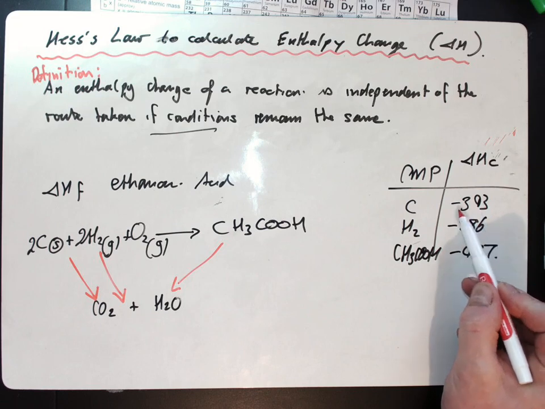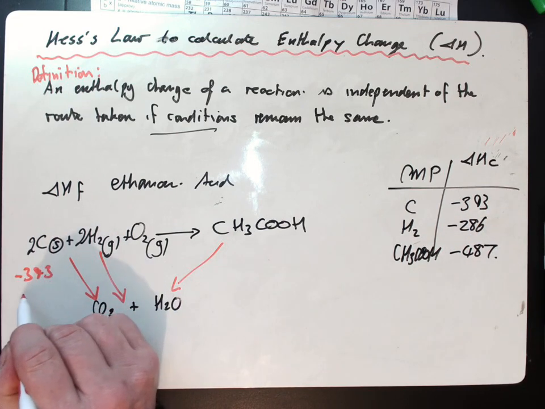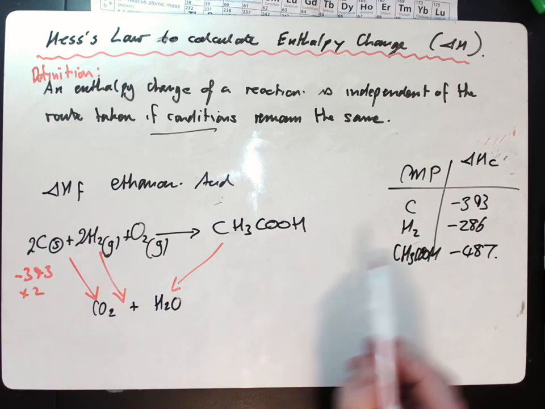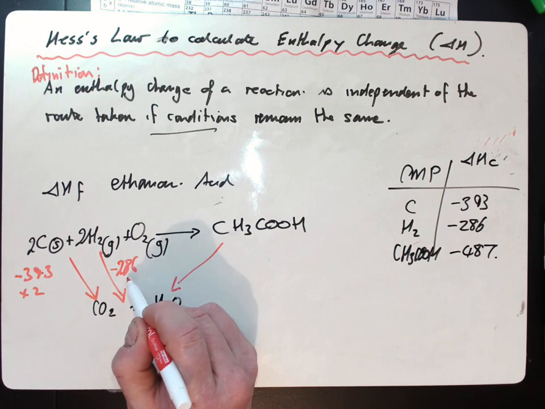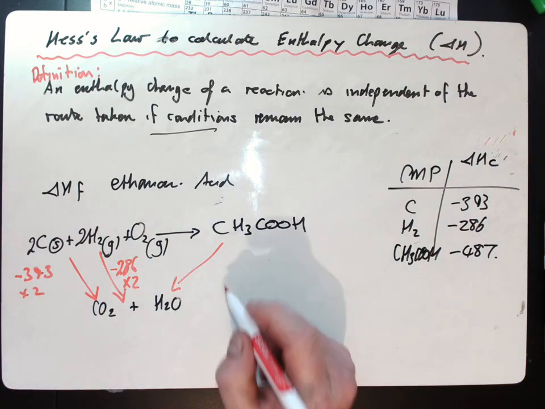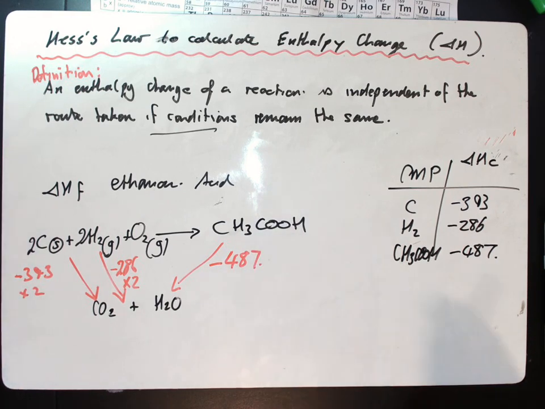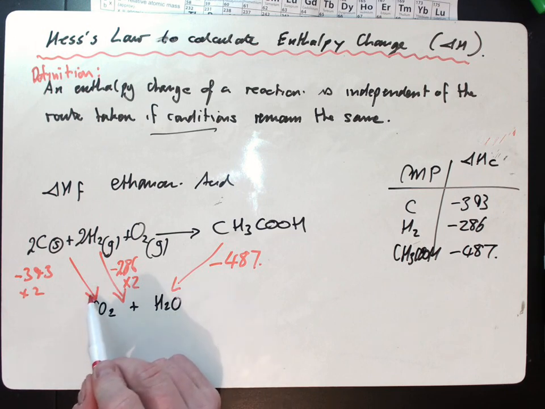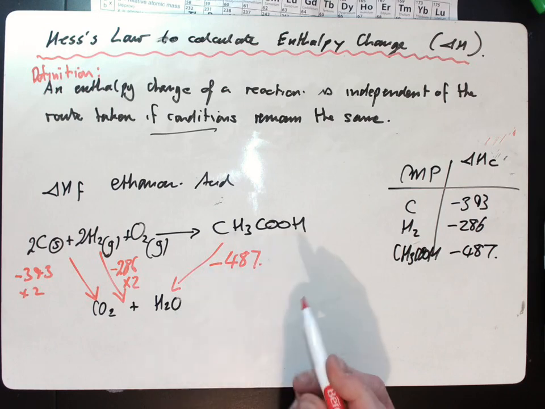So when I combust 1 mole of carbon, it is minus 393, but that's 2 of them being combusted. When I combust hydrogen, that's minus 286. Again, we are combusting 2 of them. Okay, and when I combust ethanoic acid, it is minus 487 kilojoules of energy. So this one is going with me, this one is going with me, and this one is going against me.